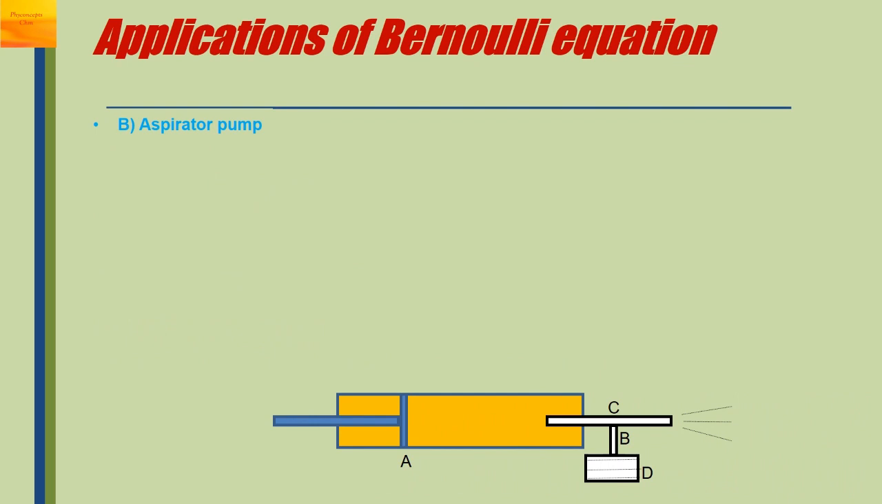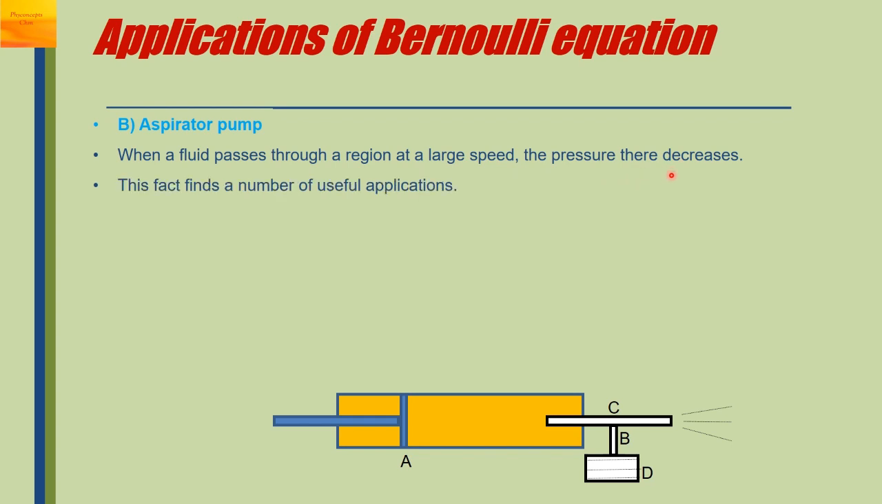Second application is the aspirator pump. The figure is shown. When the fluid passes through a region at a large speed, the pressure there will decrease. This principle is used in a number of applications, and we'll see one of them, the aspirator pump.